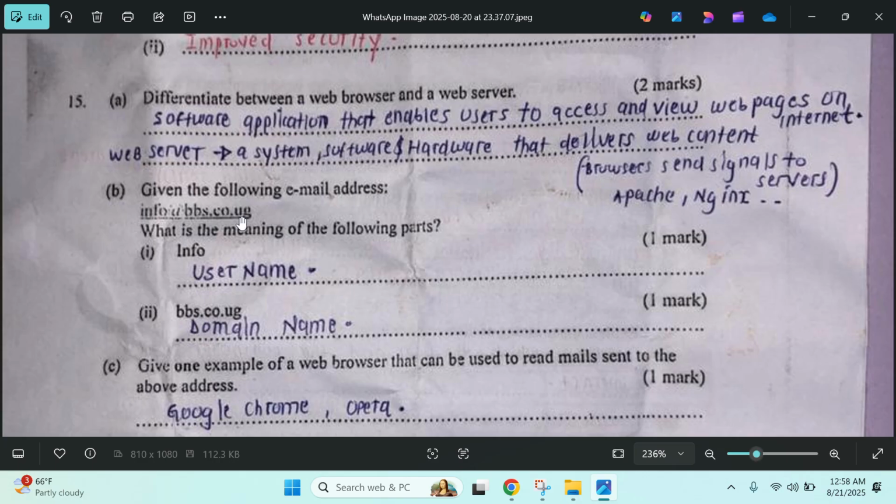Of course, the last part of an email is a domain name. The middle part has the @ symbol, which separates the username from the domain name. In this case, they wanted two parts. Info is the username and bbs.co.ug is the domain name.